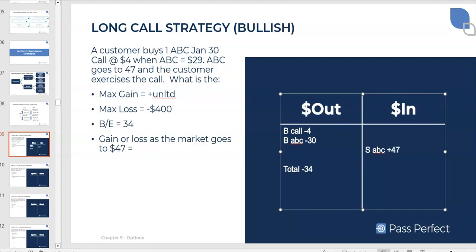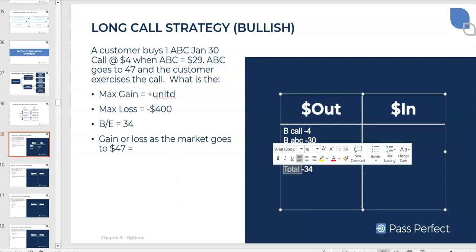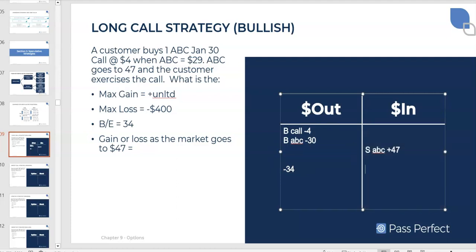So now 34 went out. Let me write this out. Okay, 34 went out and 47 came in. So how much is he up at this point? Yeah, there you go, Alexis. Plus 13 times 100 shares per contract equals plus $1,300.